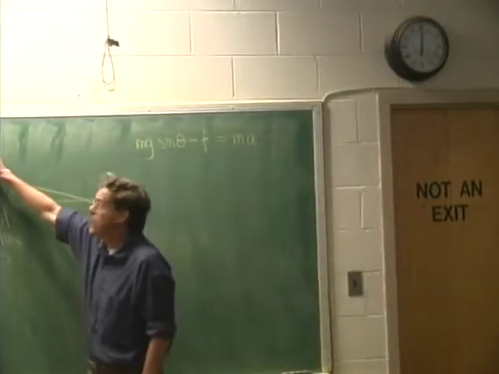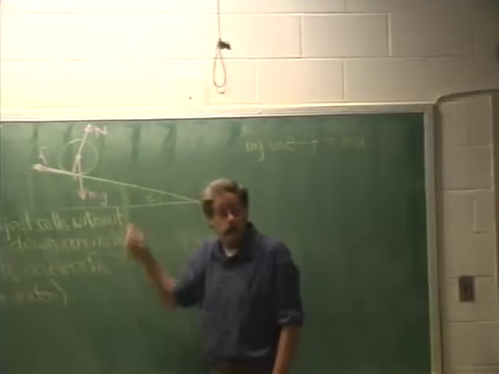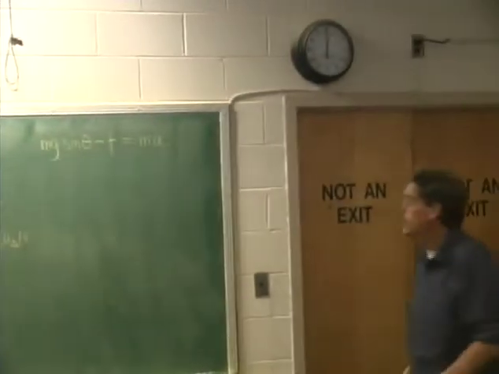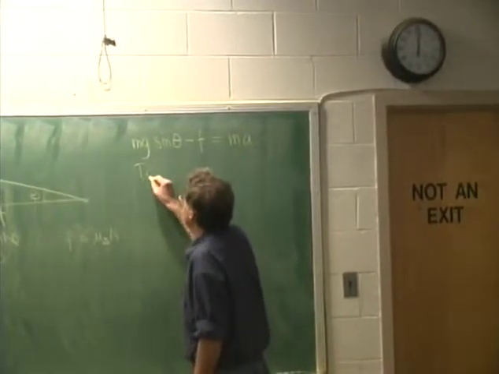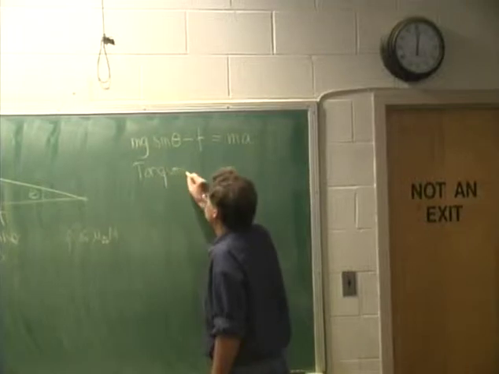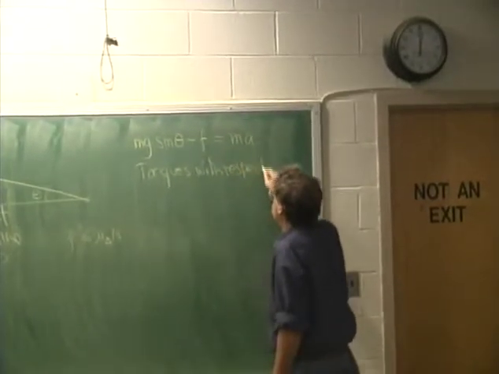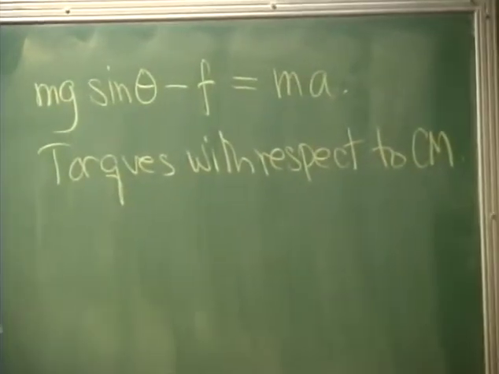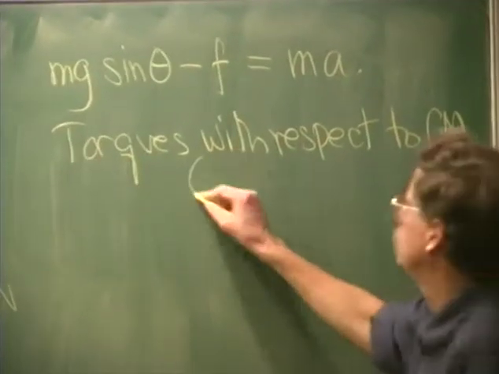Actually, the center of mass is not a fixed point here. It's rolling down the slope. And it's kind of surprising that you can get away with using the center of mass at all. But the fact of the matter is, torques about the center of mass, which is to say the center of the rolling object, that's the safest way to do business.